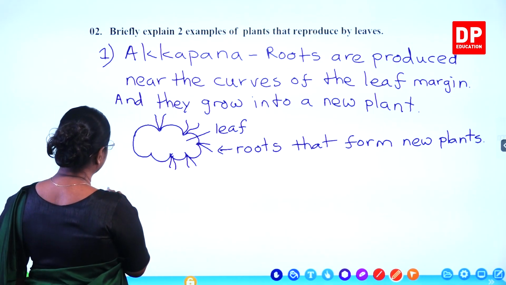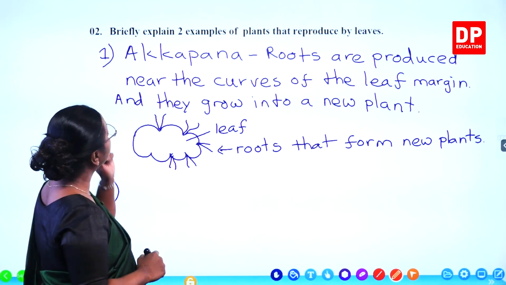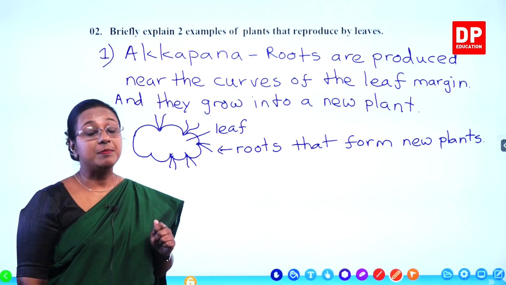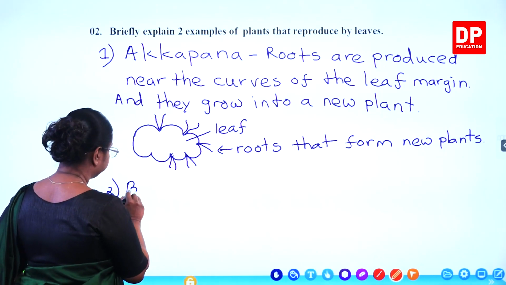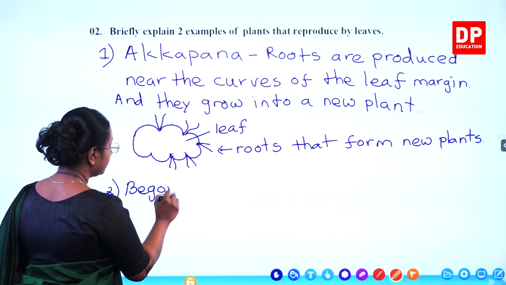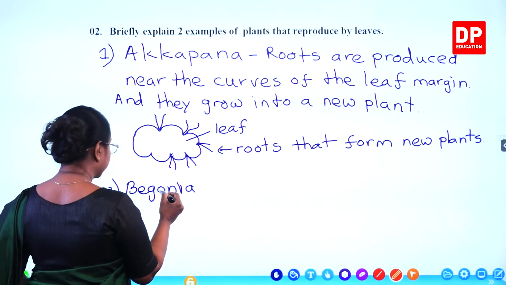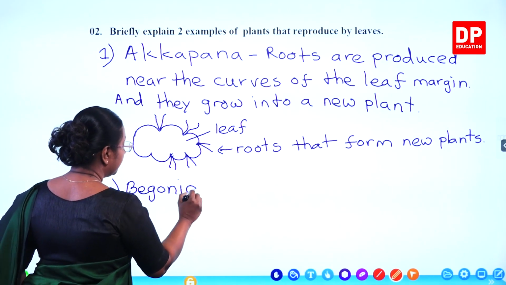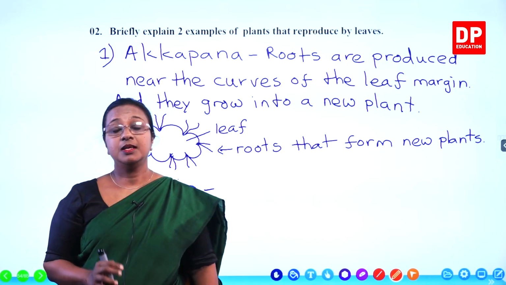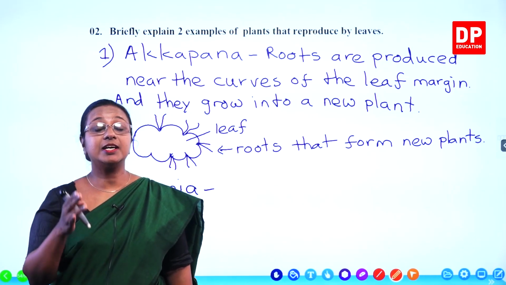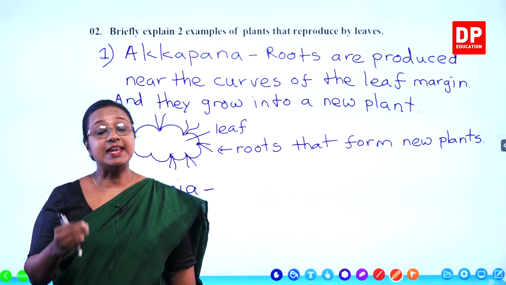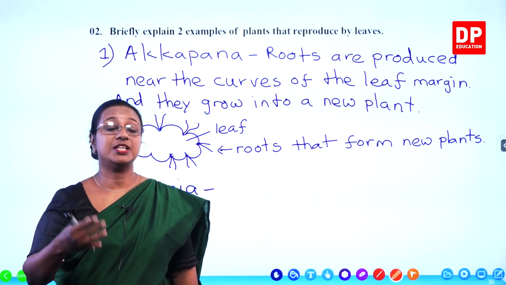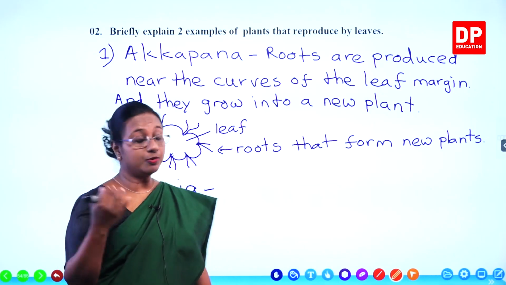We have to explain two plants. Then what are the other two plants? Peperomia and begonia. So I'll say begonia. Begonia, we discussed the activity. What do we do there? You put a small cut across the vein of the leaf and cover it with soil. And then there will be root formation that can grow into a new plant.